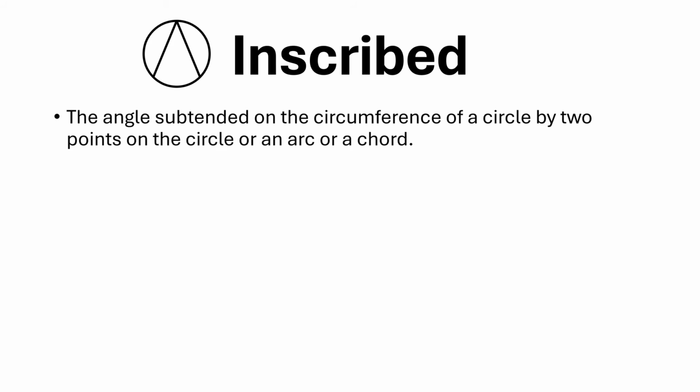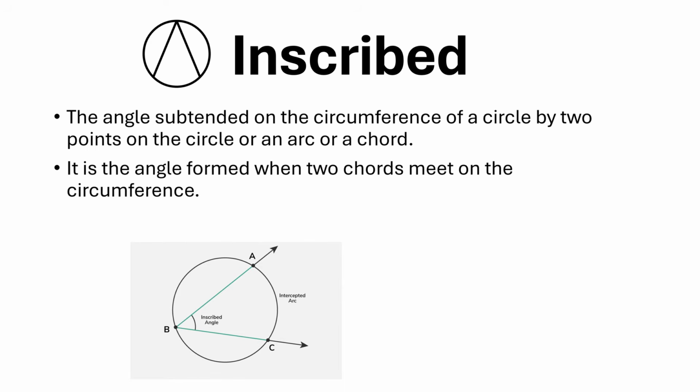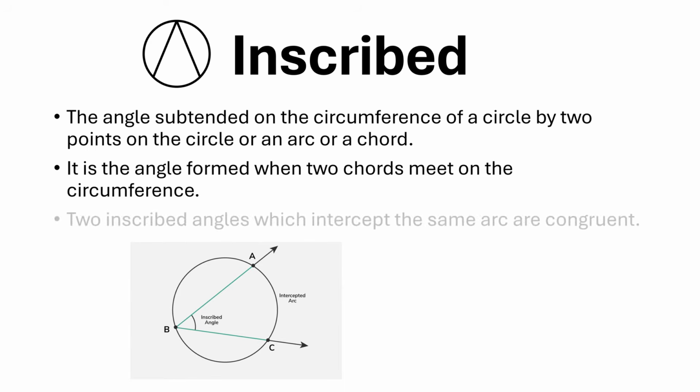Inscribed angle. An inscribed angle is the angle subtended on the circumference of a circle by 2 points on the circle, or an arc or a chord. It is the angle formed when two chords meet on the circumference of a circle. Two inscribed angles which intercept the same arc are congruent.